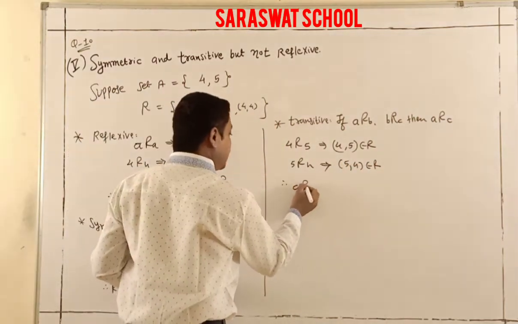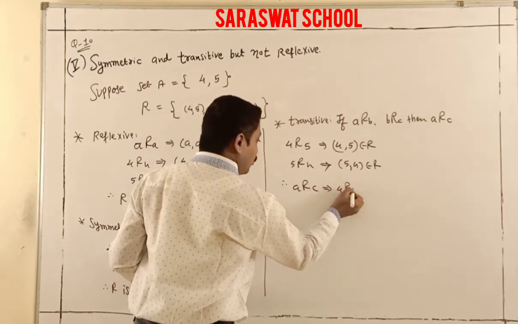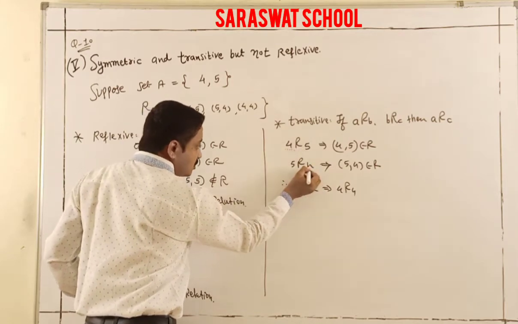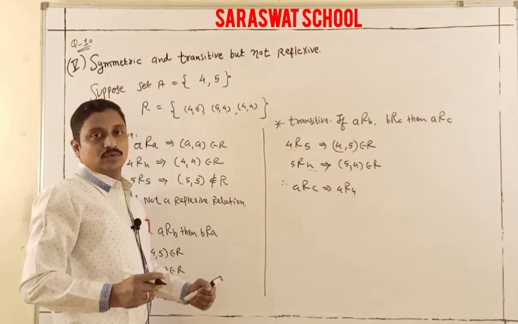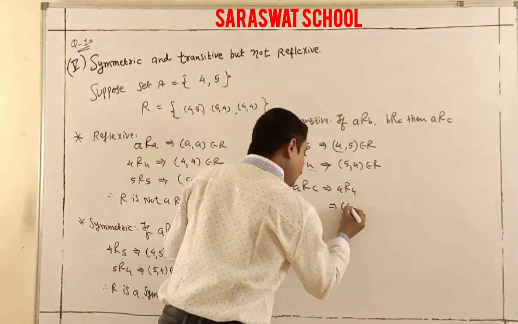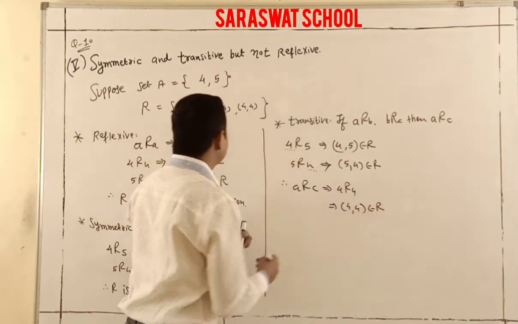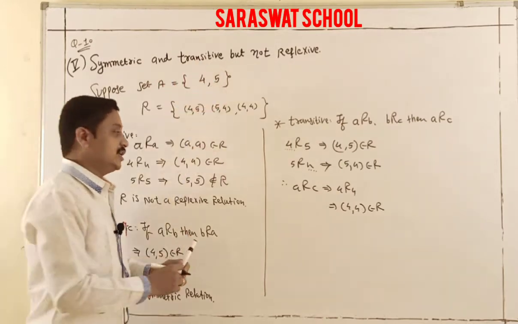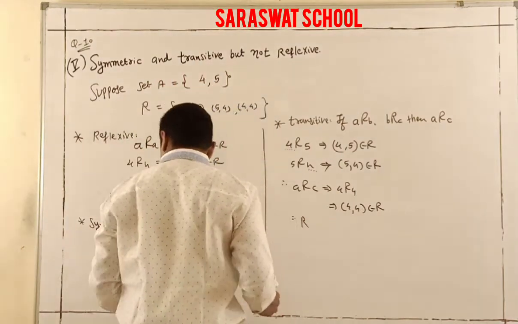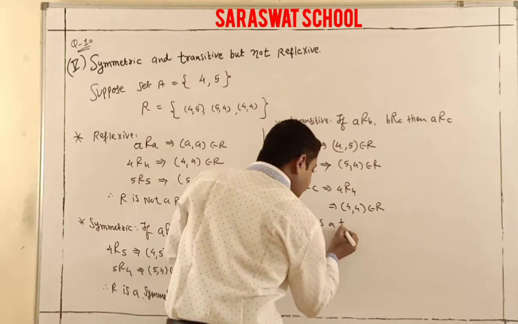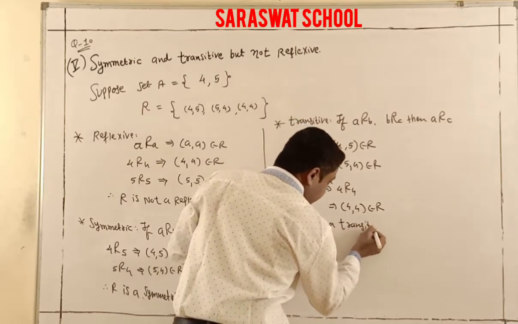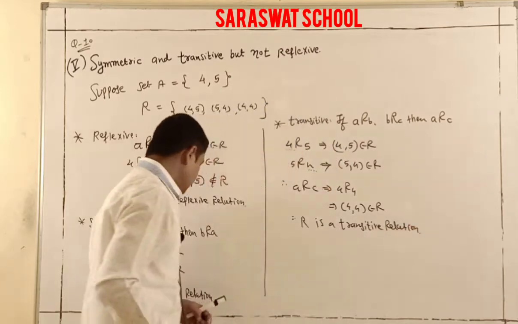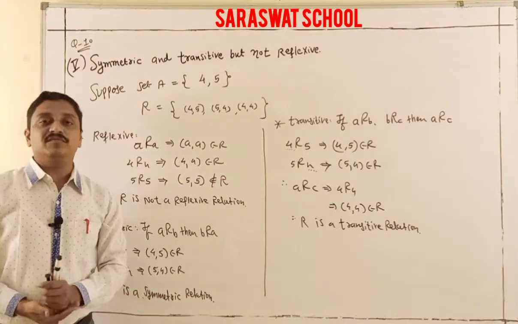Now I want A relation C. 4 relation 4. Look at that. This is your A. This is your C. And both 4 comma 4. I just mentioned 4 comma 4. Check. It belongs to R. Yes. So transitivity is also done here. Therefore R, similarly I write down, is a transitive relation. And here this case, the fifth one of the 10th question, is done.